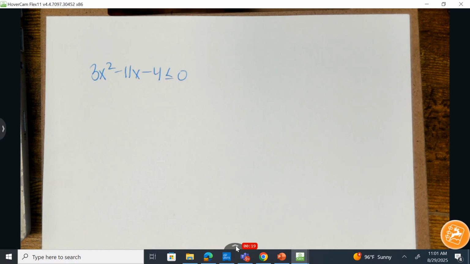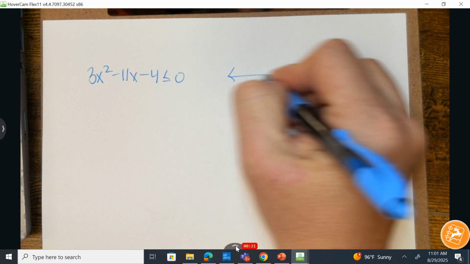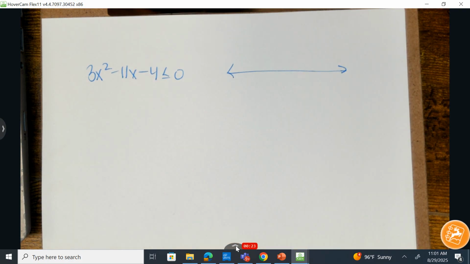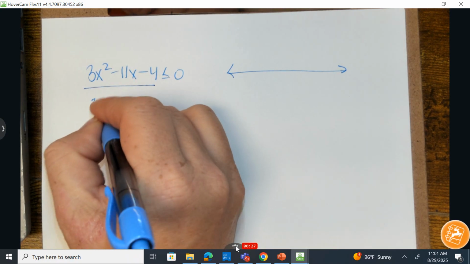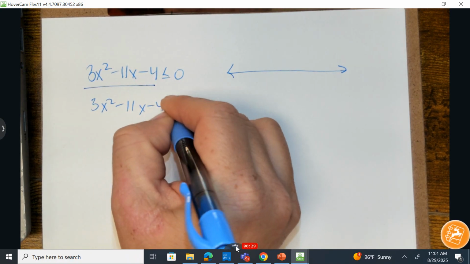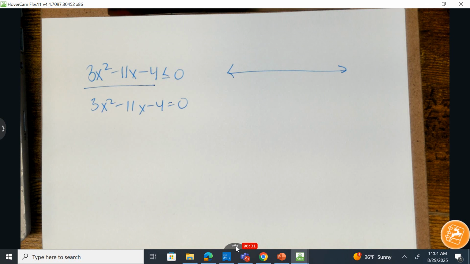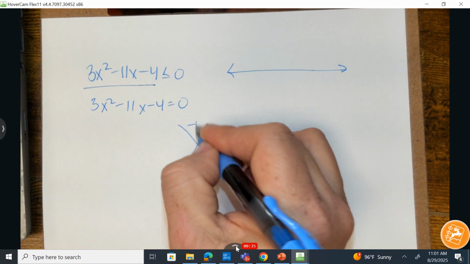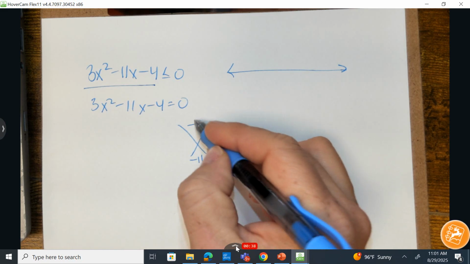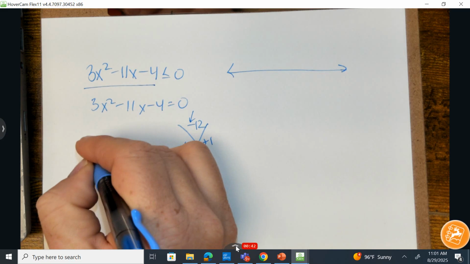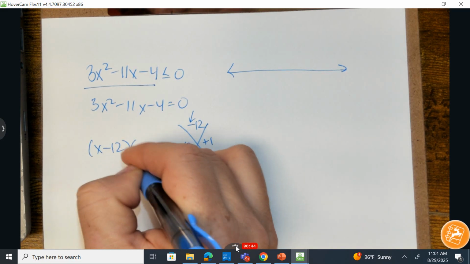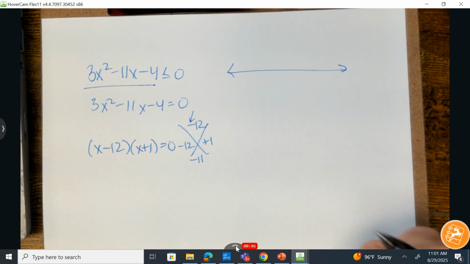So the first thing I'm going to do is, before I can graph the solution set, I need to figure out where are these hash marks. So I'm going to set the left side equal to 0, and I'm going to solve. Now, how will I solve? I'm going to try factoring. If it doesn't work, I'll use the quadratic formula. That's my next move. What multiplies to equal negative 12 and combines to equal negative 11? Different signs, with the larger number being negative. Negative 12, positive 1. So I have x minus 12, x plus 1 equals 0.